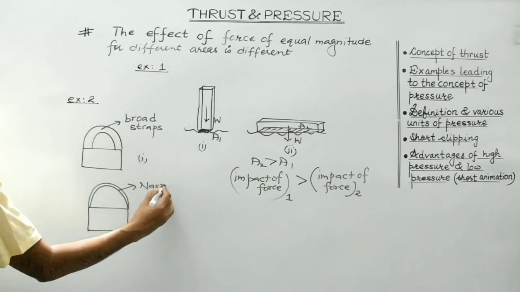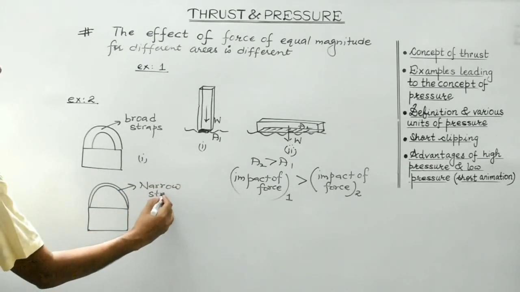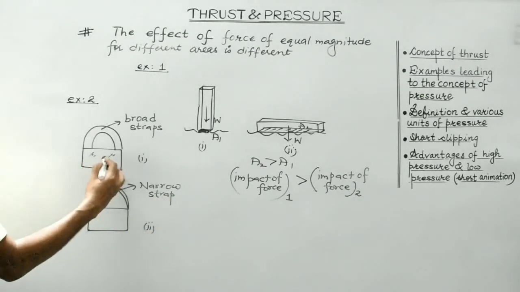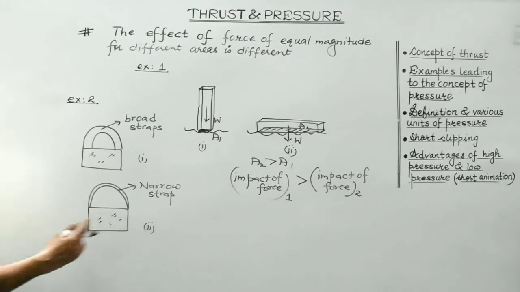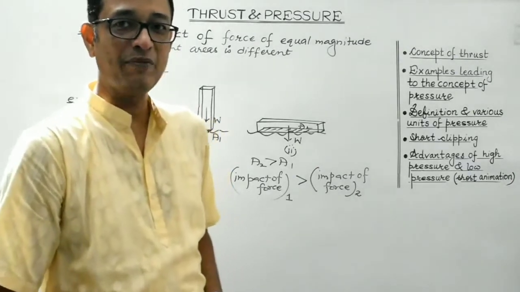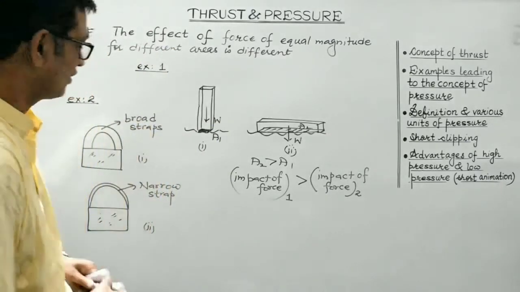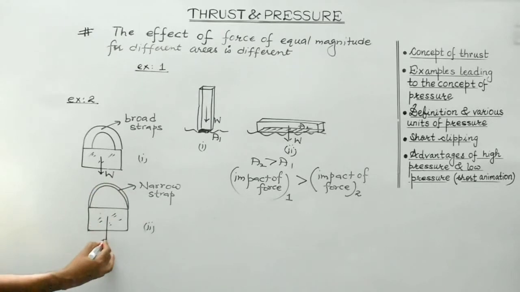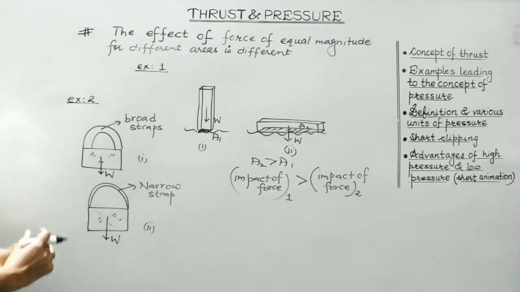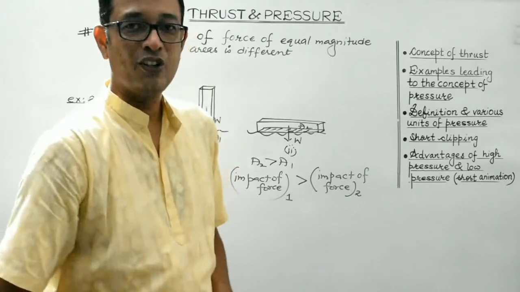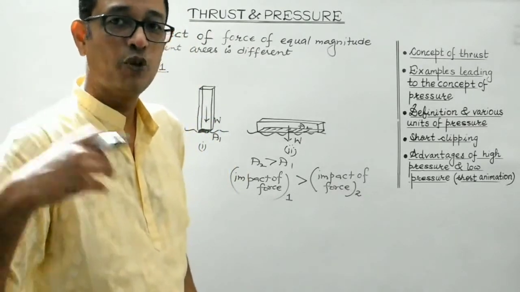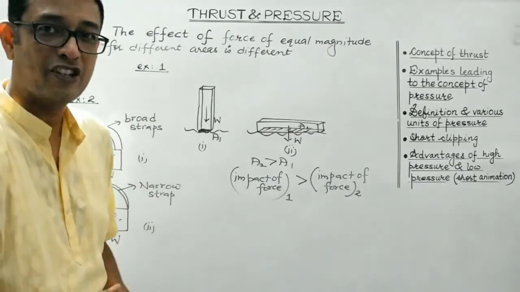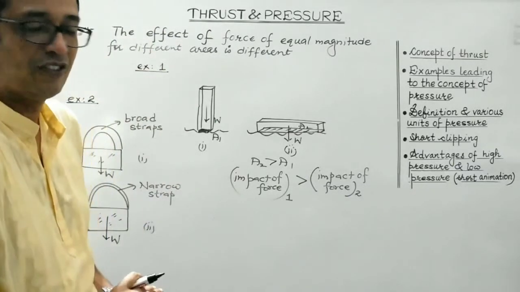It is having a narrow strap. Okay, let us consider in both the cases, the same identical items are kept in the bag. So the weight of the bag would be same, the force exerted by the bag on the shoulders would be same in both the cases, which will be equal to the weight of the items inside the bag, right?